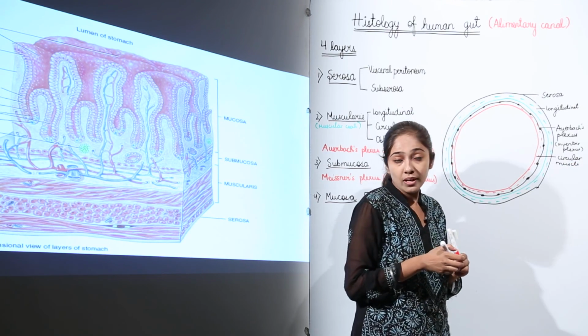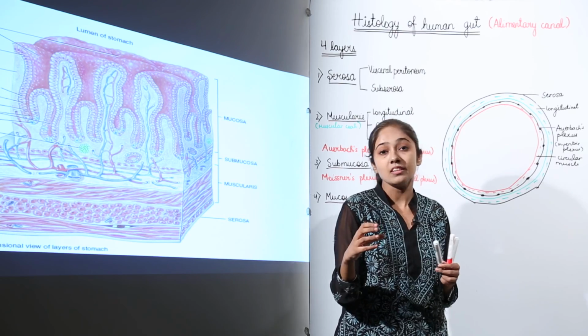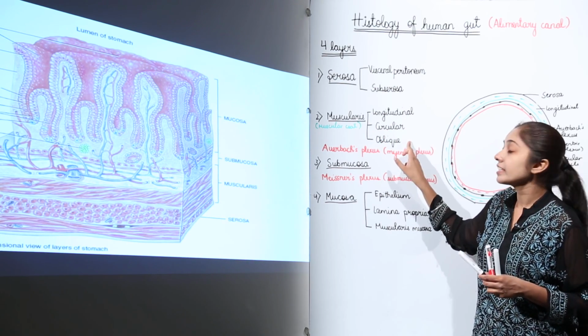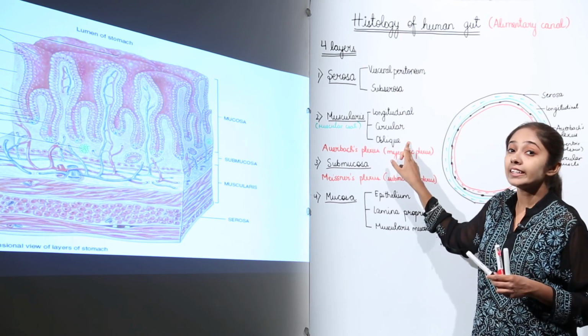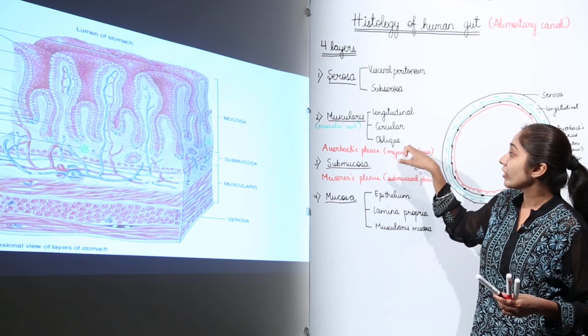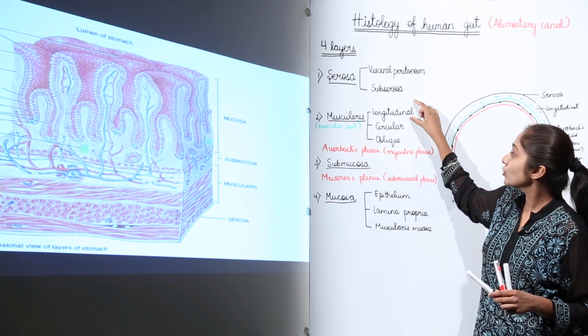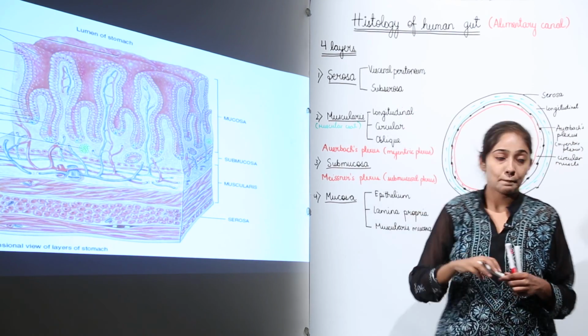Then in case of stomach, there is one more layer that is present, that is the oblique muscle layer, but it is absent in case of the esophagus and in case of intestines. So in case of intestine and esophagus, you need not draw the oblique layer, just draw the longitudinal and the circular muscle layer, right.